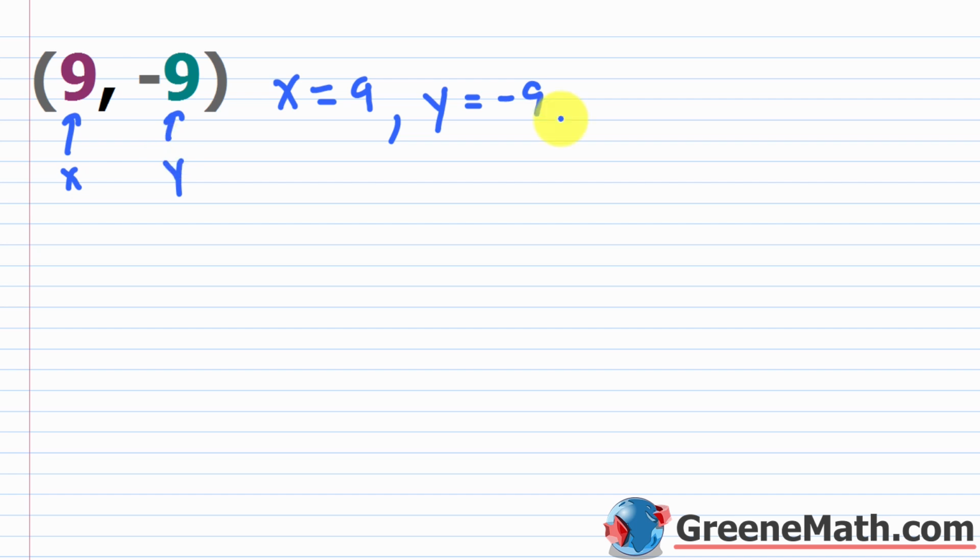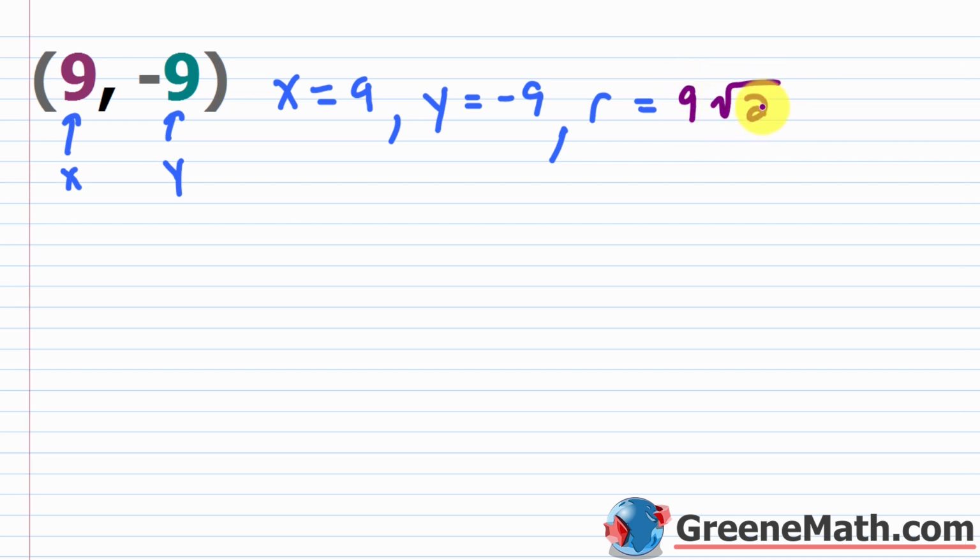Then your r value is what? Remember, this is found by taking the square root of x squared plus y squared. So the square root of x squared, x is 9, 9 squared is 81, plus y squared. Y is -9, -9 squared is also 81. So you could write this as 2 times 81 to make it a little bit cleaner, because you know that 81 is a perfect square. The square root of 81 is 9. So you could say this is 9 times the square root of 2.